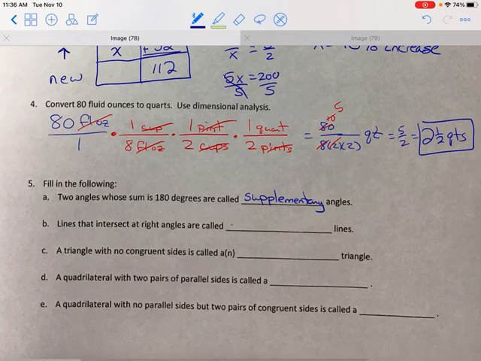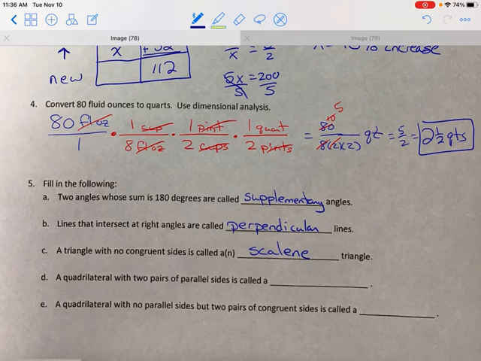Lines that intersect at right angles, these are perpendicular. Now, if they don't intersect and they're on the same plane, we say that they are parallel. Next, we have a triangle with no congruent sides. This is a scalene. So if all 3 sides are congruent, it's equilateral. If 2 or more sides are congruent, it is isosceles.